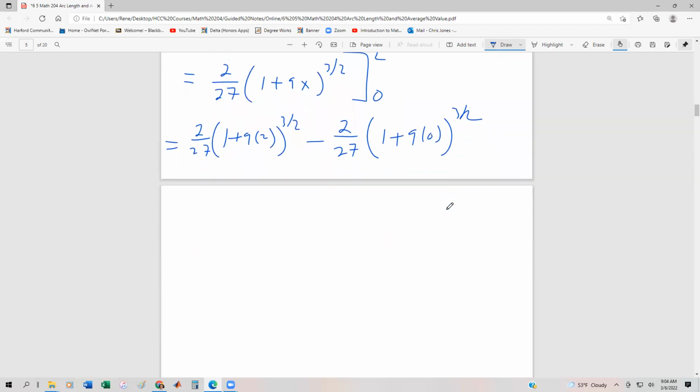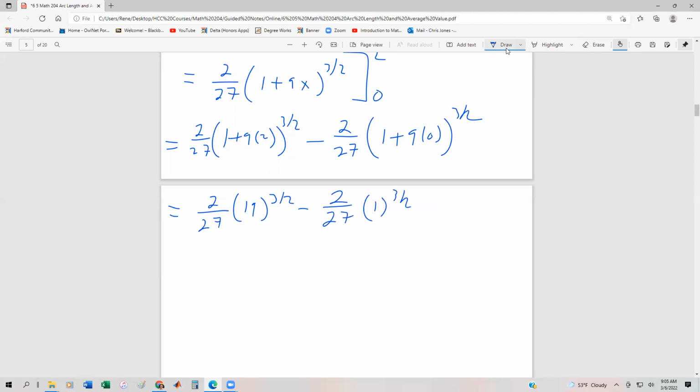Now at this point, we're just going to do some housekeeping. We get 2/27, and this is going to turn into 19 to the 3 halves. I'm going to show you how to simplify that a little bit more. And in the other term, that's just going to turn into 1 to the 3 halves. So 2/27 times 1 to the 3 halves.